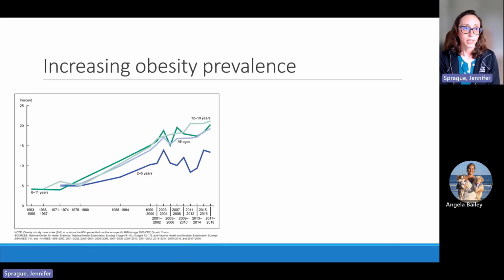We are constantly hearing about the increasing prevalence of pediatric obesity. This graph is showing prevalence in youth age 2 to 19 between 1963 and 2018. The data comes from the National Health and Nutrition Examination Survey called NHANES, and you can see there's been a significant increase in prevalence in all age groups after 1980. In adolescents, that's the 12 to 19-year-olds shown in light green. The national obesity prevalence increased from around 5% in 1980 to about 20% in 2018.